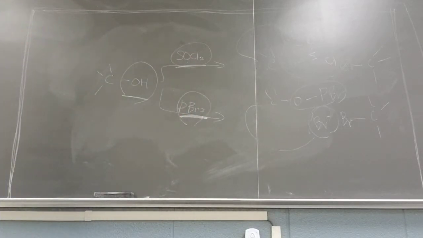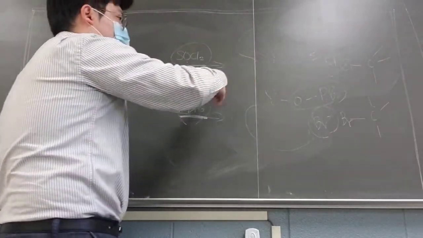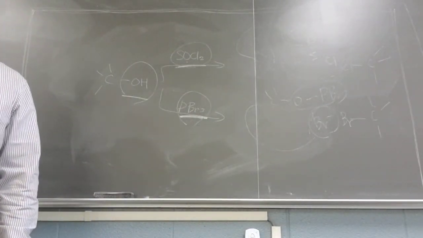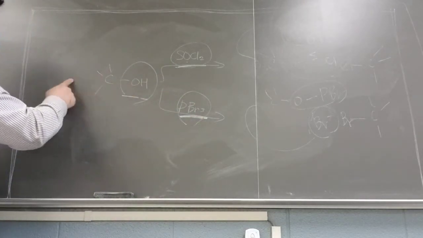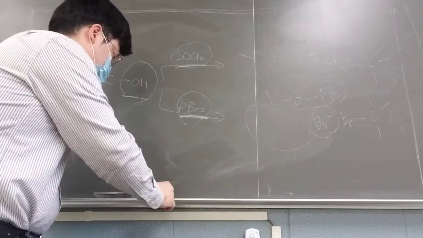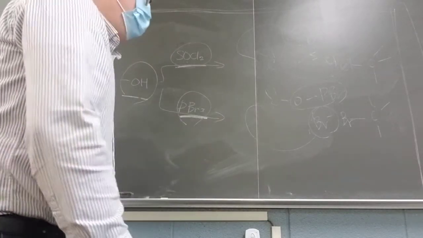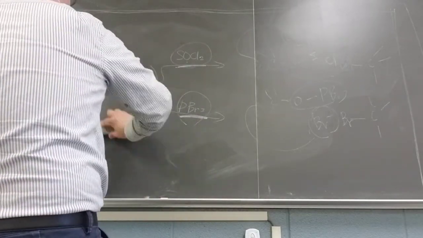And then they can have better leaving groups. And later, a strong nucleophile can attack on the back. So we're switching this one, but we'll be switched on here. Okay. So that's the SN2. Does it make sense? Okay.